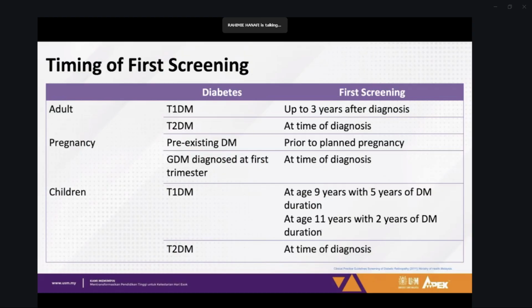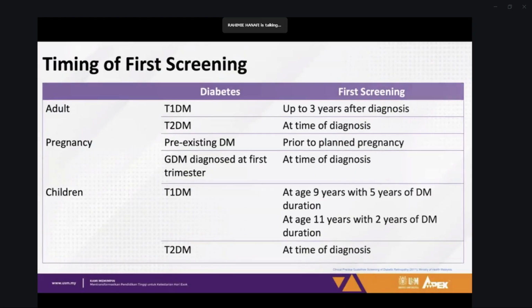And children with diabetes: for type 1 diabetes with 5 years of diabetic duration, we first screen at least at 9 years old, and for type 2 with 2 years of DM duration, at least at the age of 11 years old.